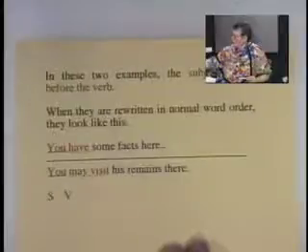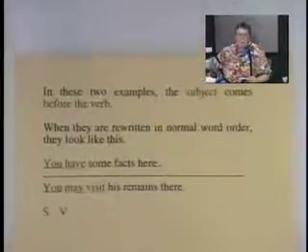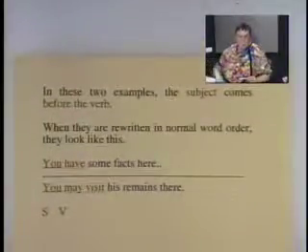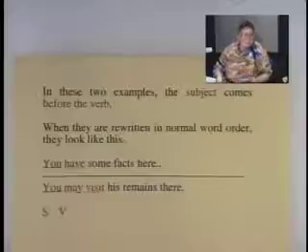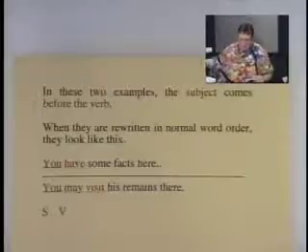So in those two examples that you just looked at, to focus in on the key elements, your subject comes before the verb. We're back to normal word order. When those sentences are rewritten in normal word order, the part that I'm interested in looks like this. You have some facts here. You may visit his remains there. Normal word order because the subject is coming in front of the verb.